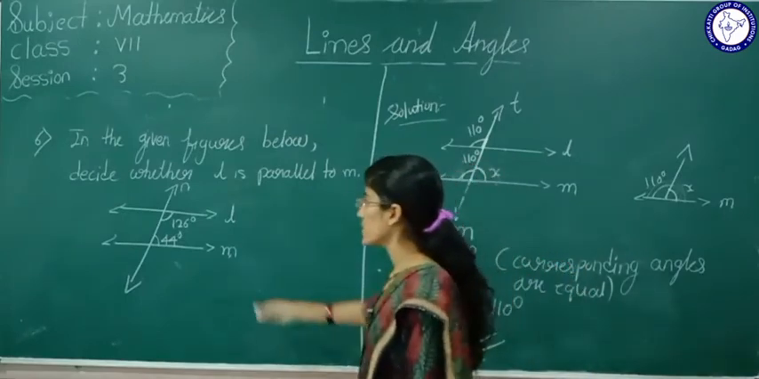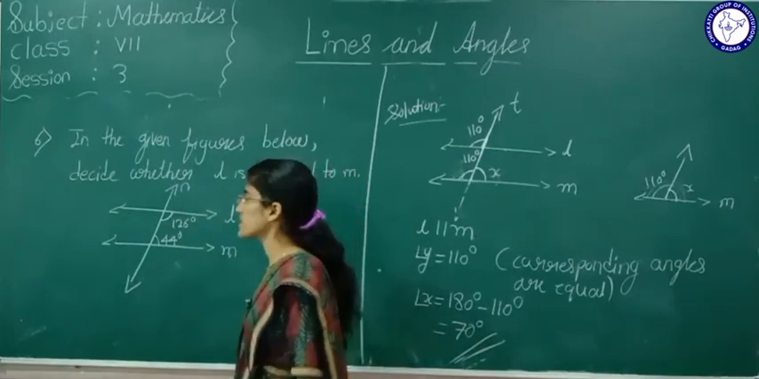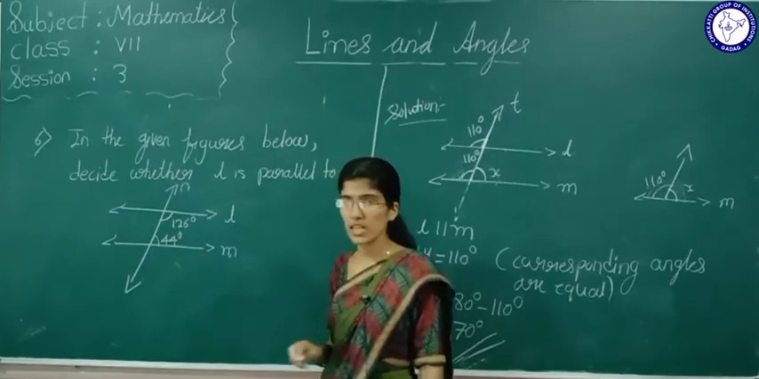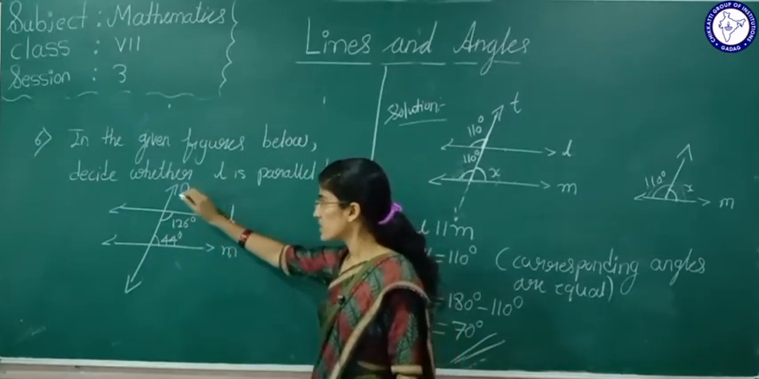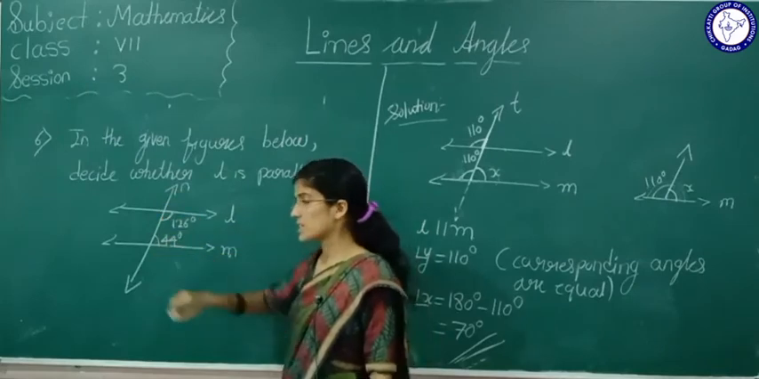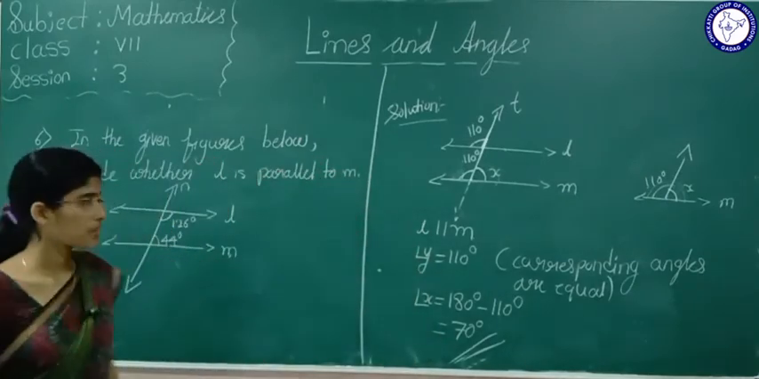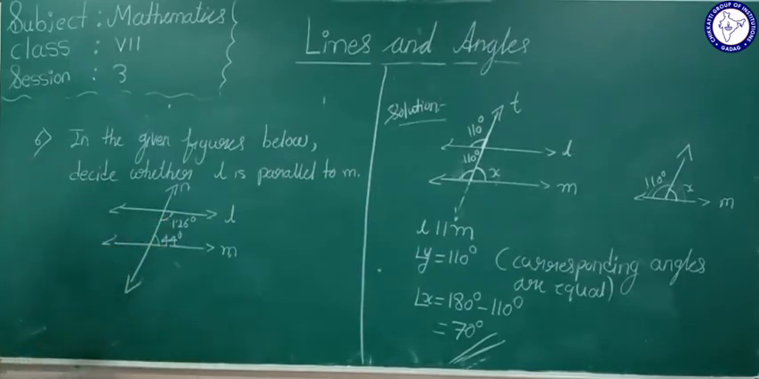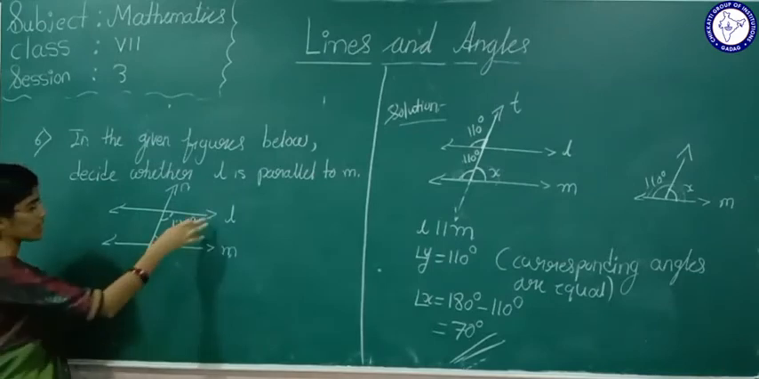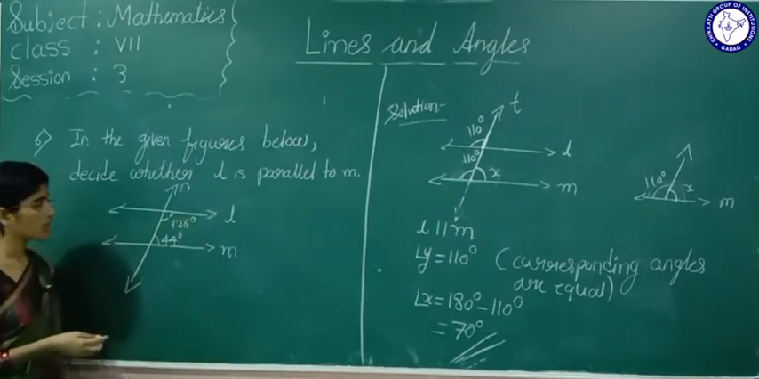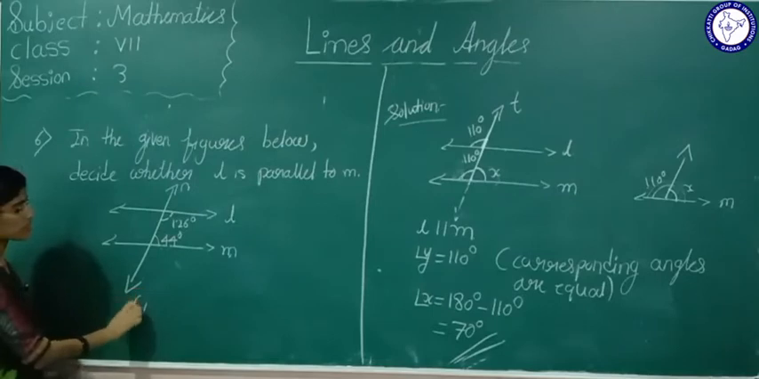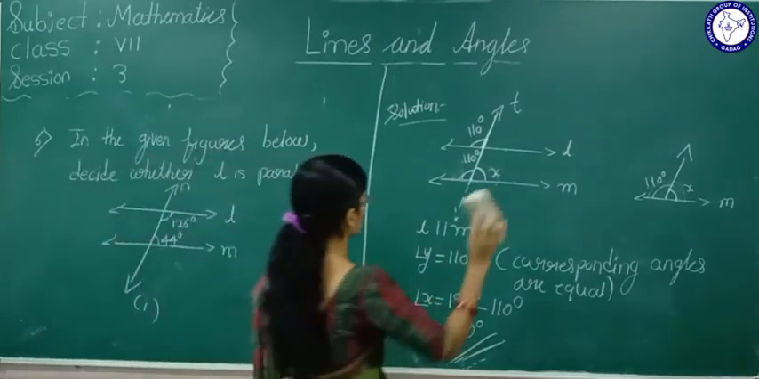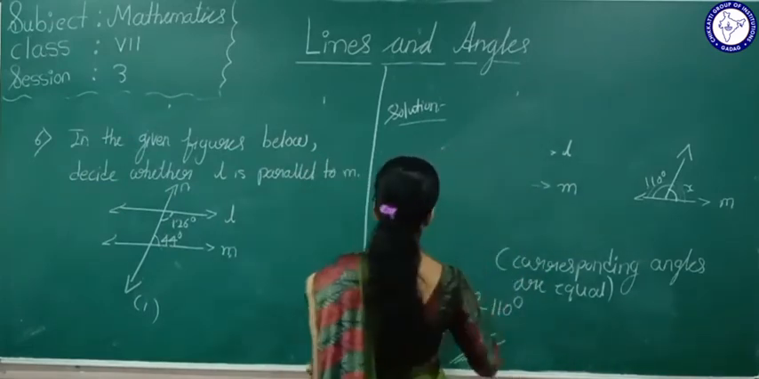Now see here, two lines are there and line N is intersecting these two lines at two distinct points. Definitely this is the transversal. If a line intersects two lines at two distinct points, and the sum of the interior angles on the same side of the transversal is 180 degree, we can tell that line L is parallel to line M. Now see here, 126 degree plus 44 degree is what?